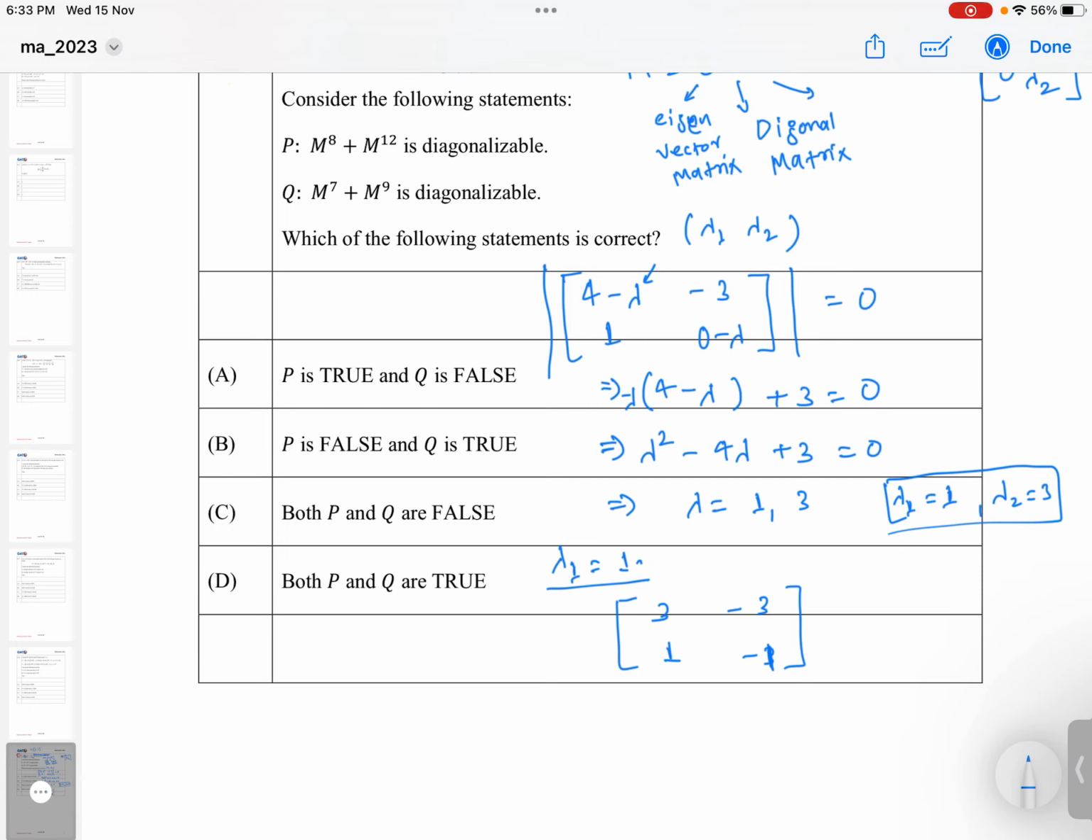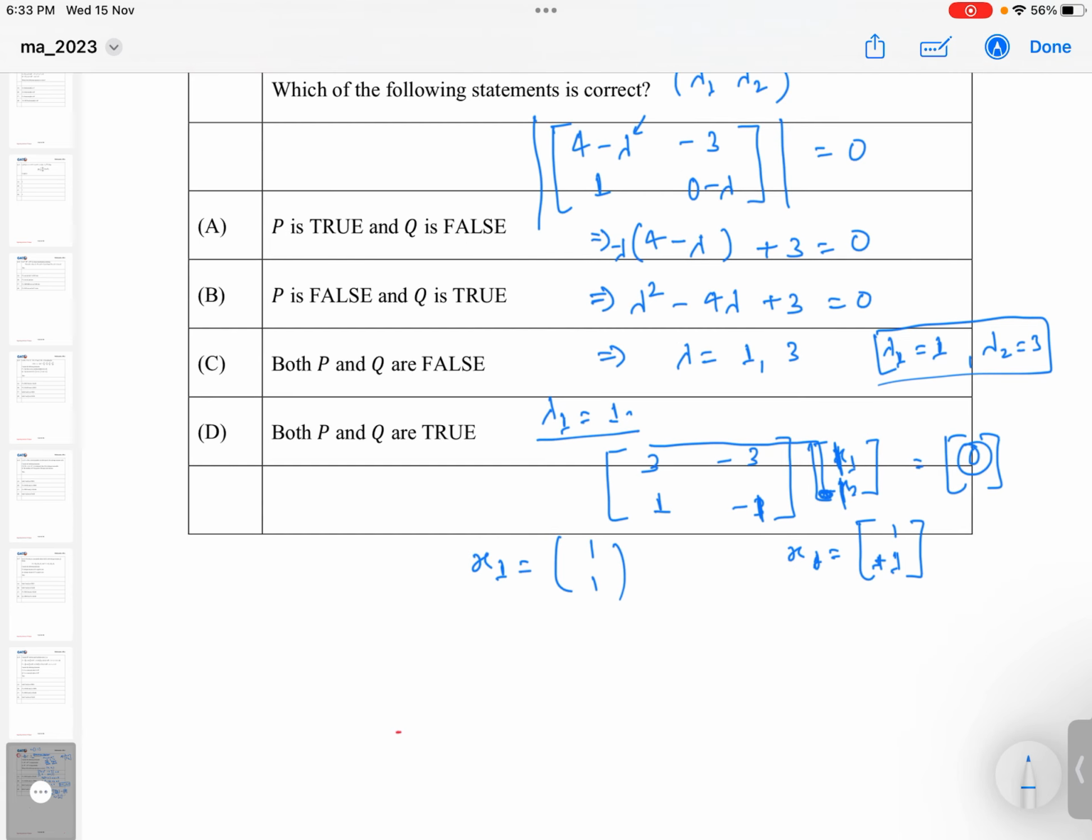Right? Now you look for the null space. So for x1, x2, the null space x vector would be 1 and 1, because if you take x1 as 1 and x2 as 1, then if you do the multiplication you get the 0 vector, right? So corresponding to lambda 1 you have the eigenvector x1 equal to 1 and 1, right?